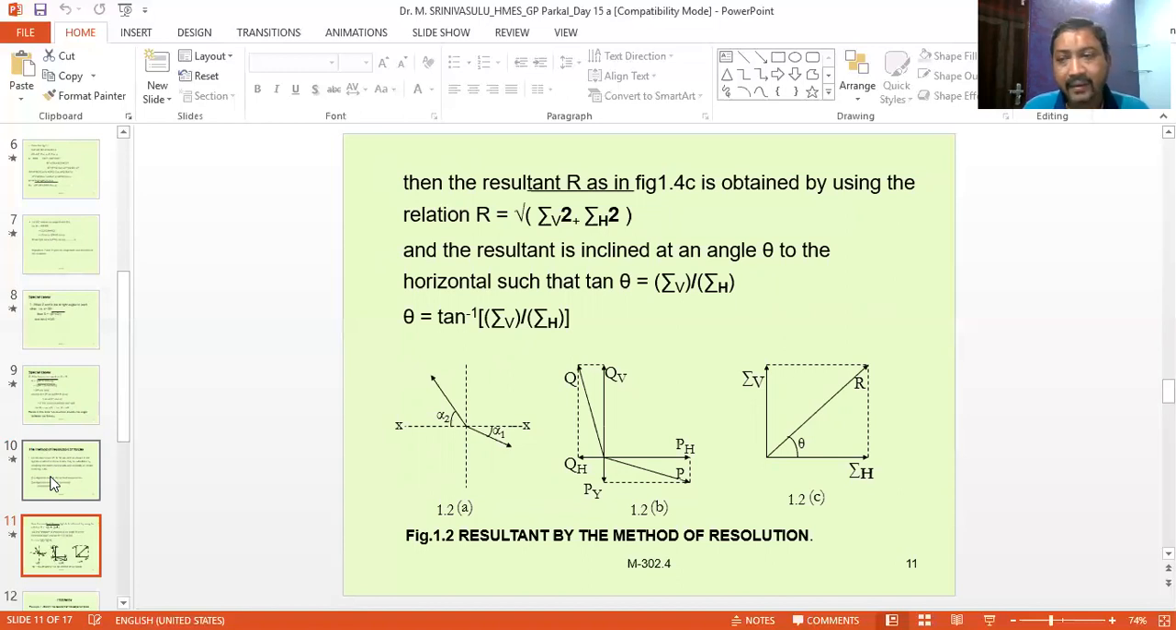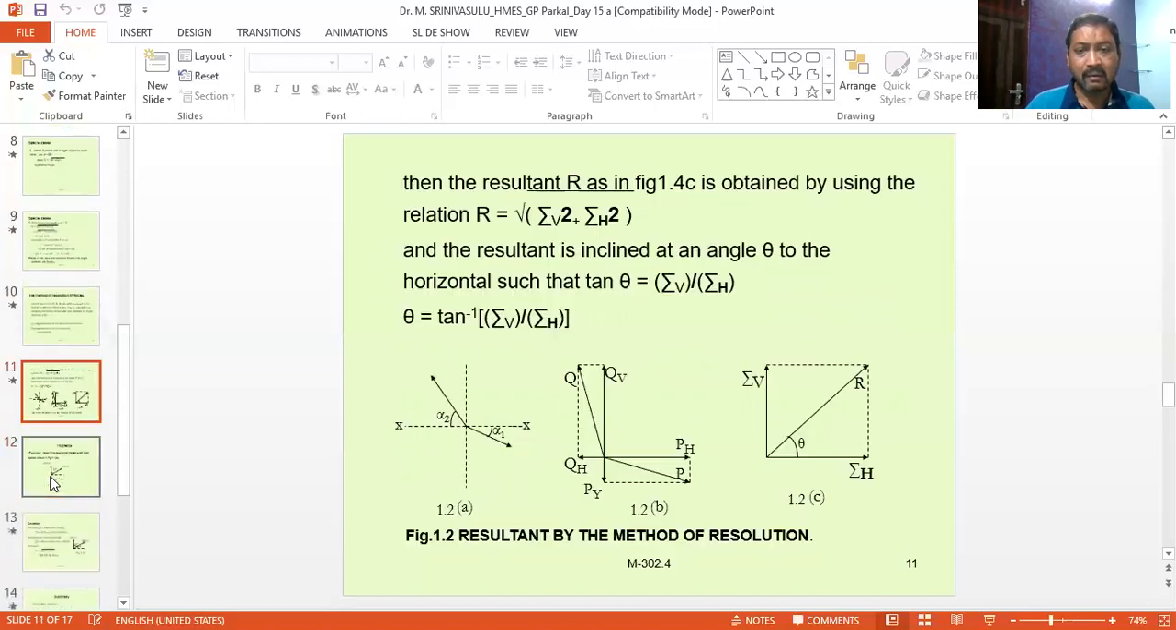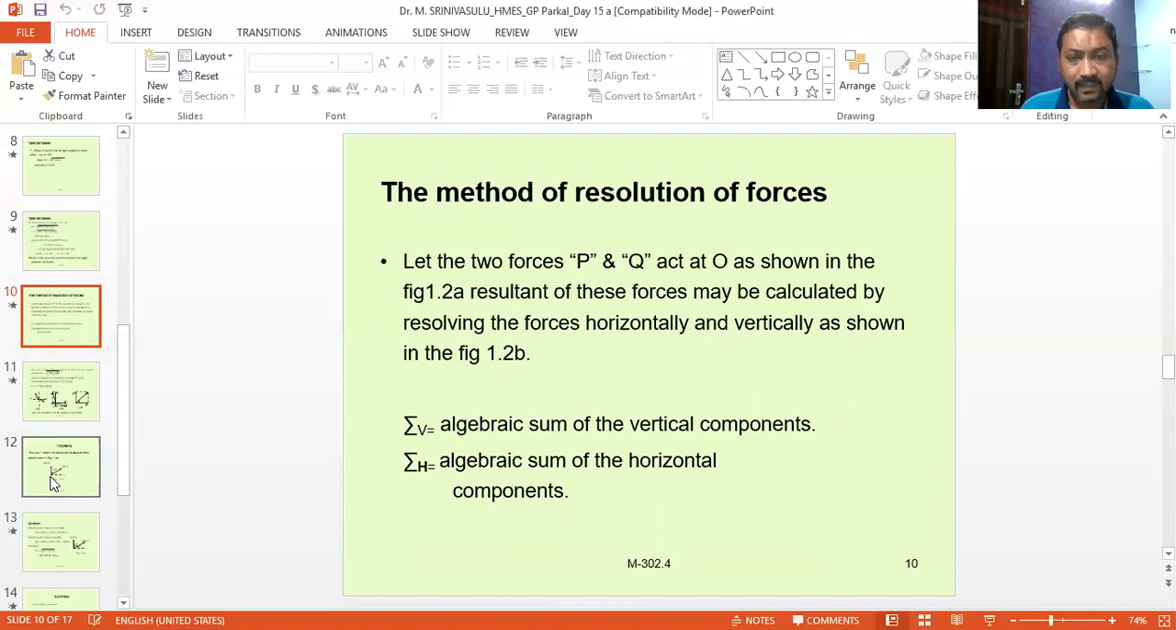Now the direction of the resultant, theta, can be found by tan theta is equal to sigma V by sigma H, and theta can be found by tan inverse of sigma V by sigma H. In this way we can find it for any number of forces, and even if only P and Q act, then it becomes only two forces.